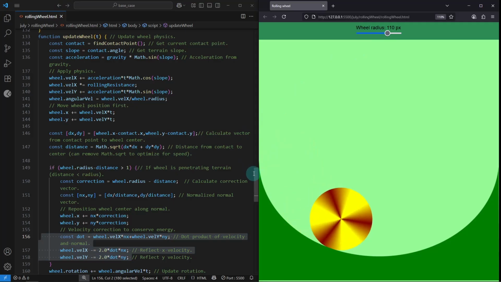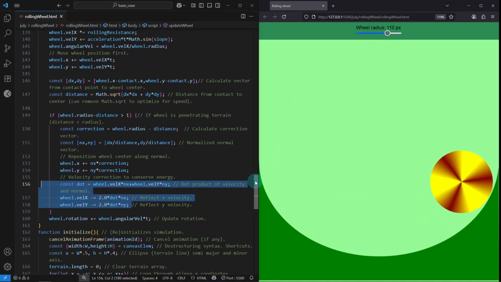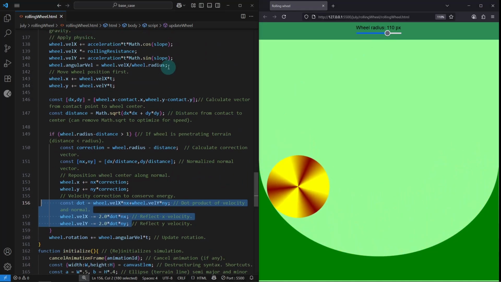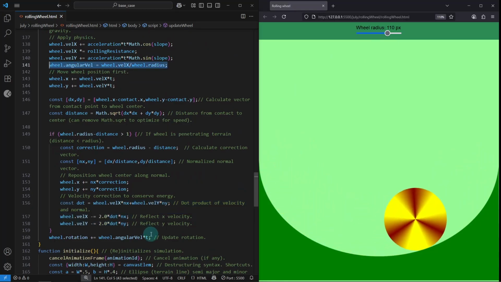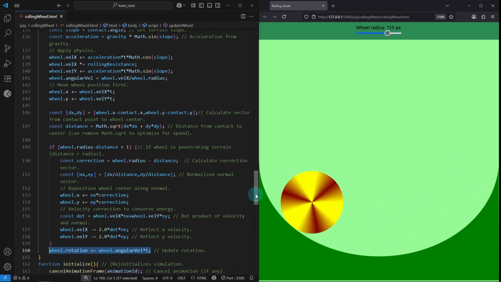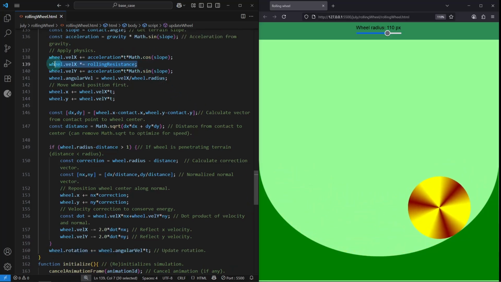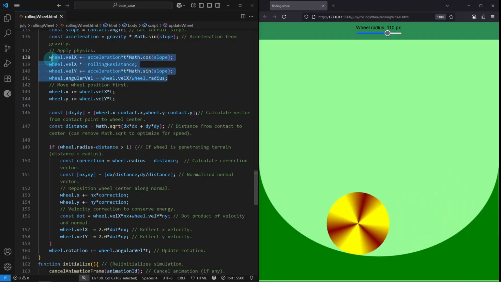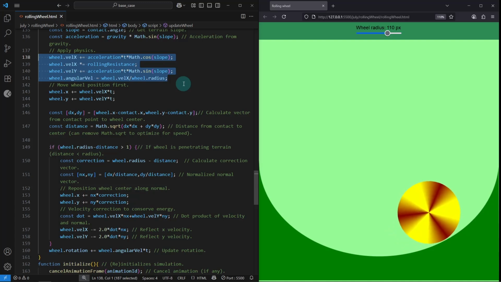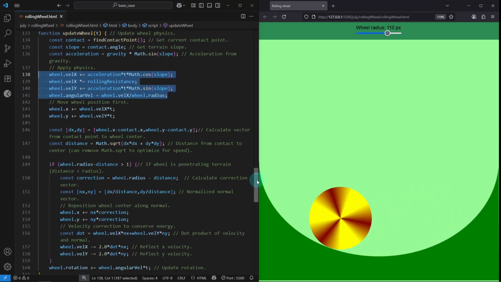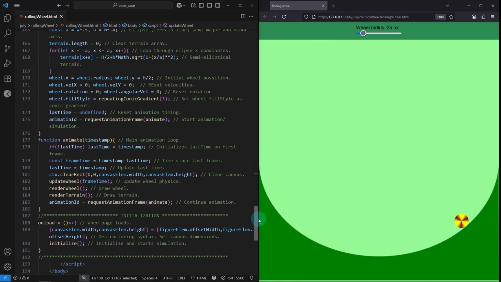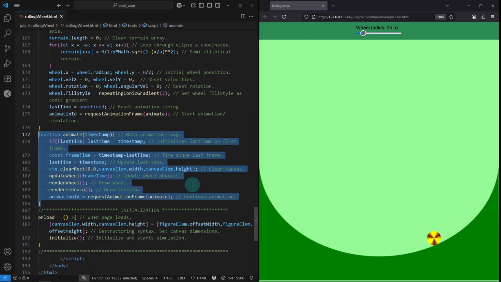Angular velocity stays perfectly synchronized with linear movement through the simple relationship. Rolling resistance gently slows the wheel realistically, while gravity's acceleration down slopes follows trigonometric decomposition into parallel and perpendicular components. The entire simulation runs in a tight animation loop that recalculates positions, velocities, and rotations every frame, creating smooth motion that faithfully follows the laws of physics.